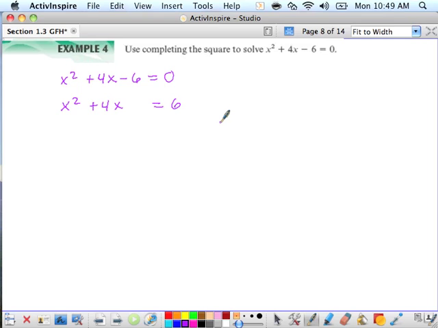Now, this is the part where a lot of people mess up. I need to take half of b. So what's b? 4. What's half of 4? 2. Square it. 4. So back to 4. And add it to both sides. So take half of b, square it, and add it to both sides. So we're going to add 4 to both sides.